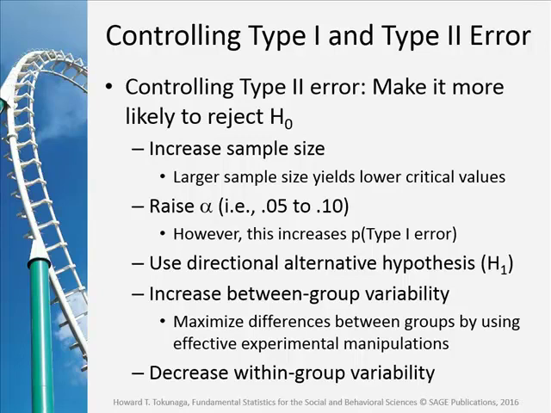There are some people out there that do this, that they set alpha twice as big. Again, statisticians kind of cringe when we see that because we're like, no, because you don't realize what you're doing. You could use a directional alternative hypothesis. Again, this is accepted, but you really got to explain why you're doing it. Because what you're doing is you're shifting all of that area of rejection from 2 tails into 1 tail. It has to make sense theoretically. Increase between group variability.